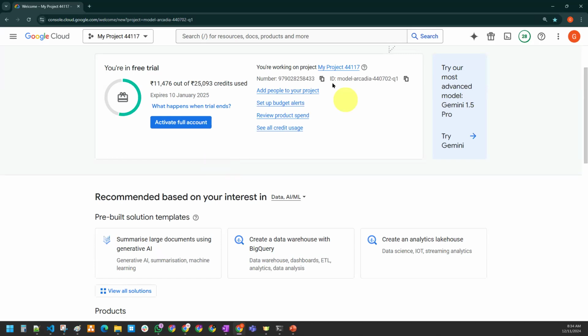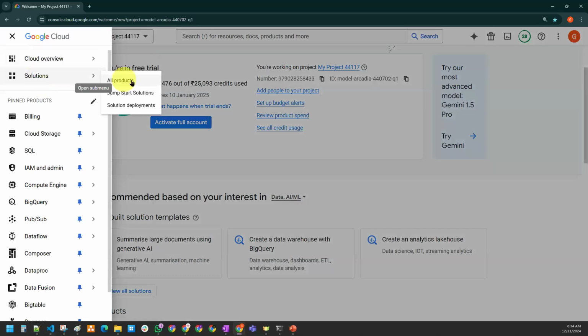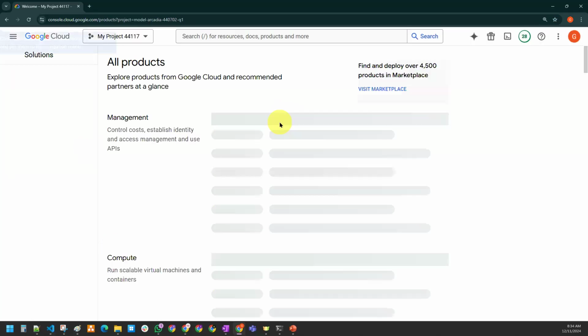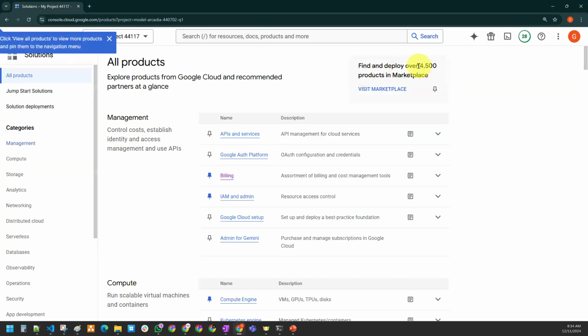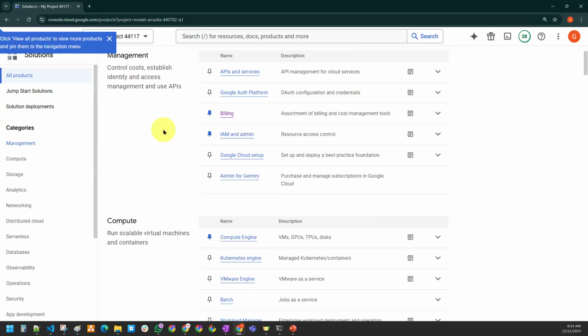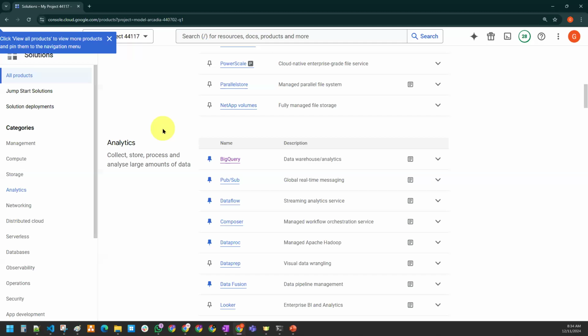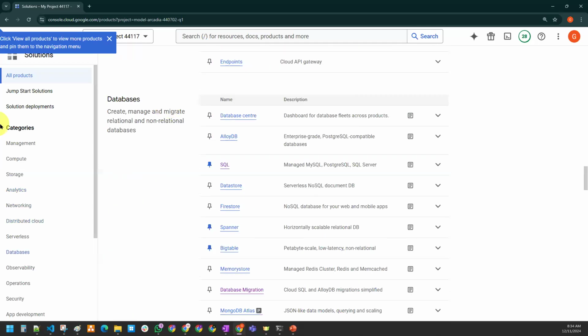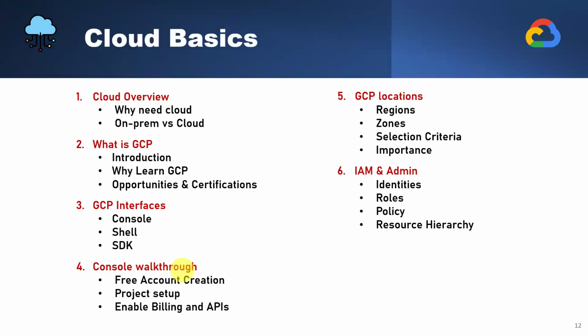If you go to solutions, all products, we have all the products here. Almost 4,500 products are there in the marketplace. You can see management services, compute, storage, analytics, and all of these things. We will see how to set up the project, what are GCP locations, and IAM and admin. All of these topics we are going to see one by one.